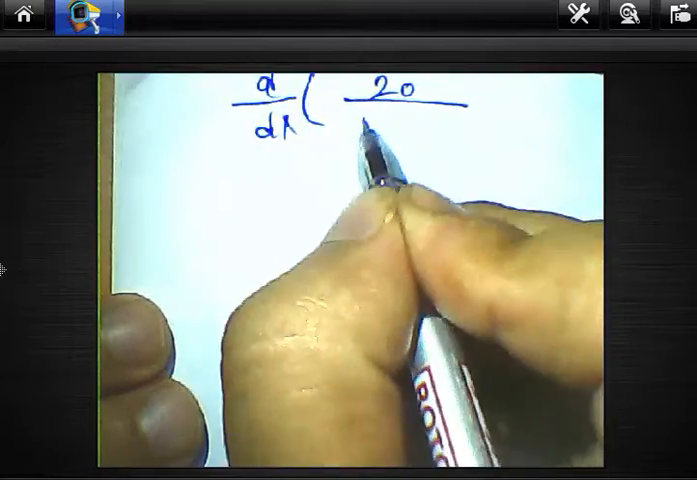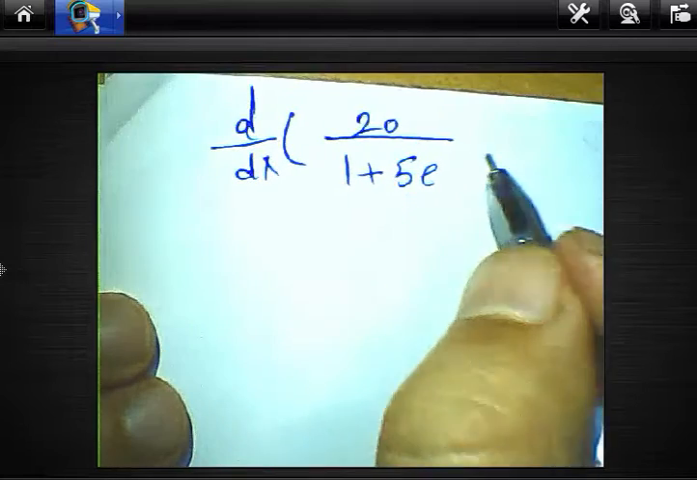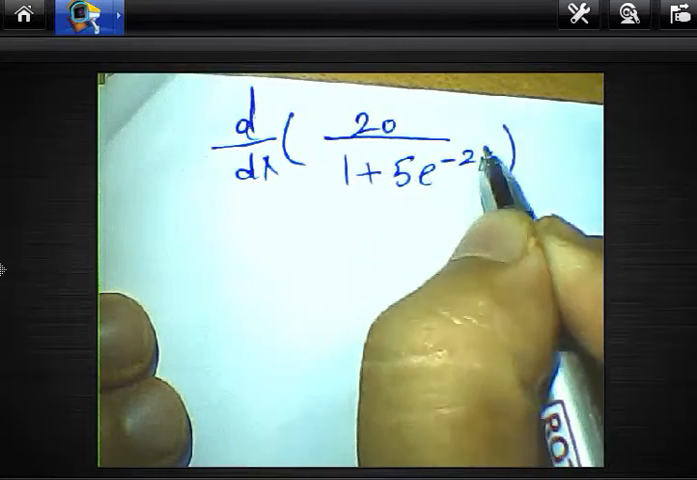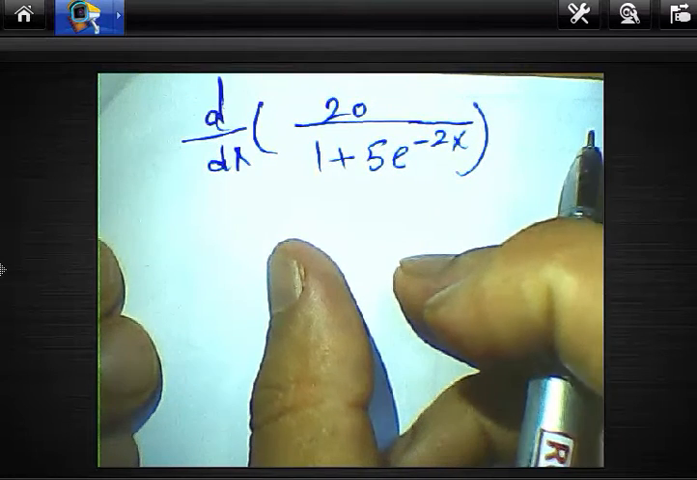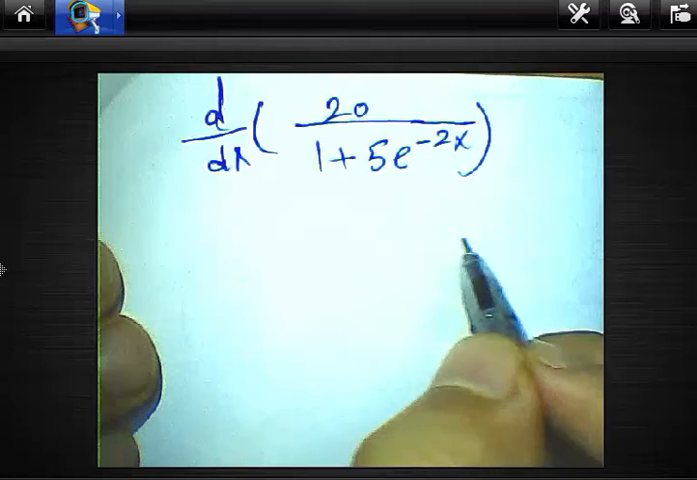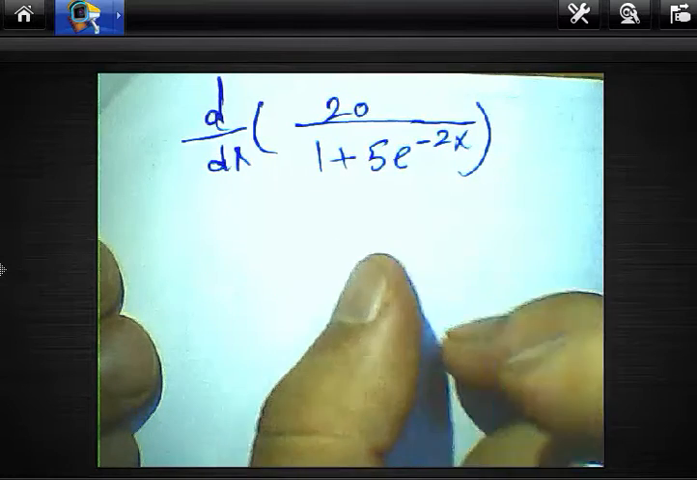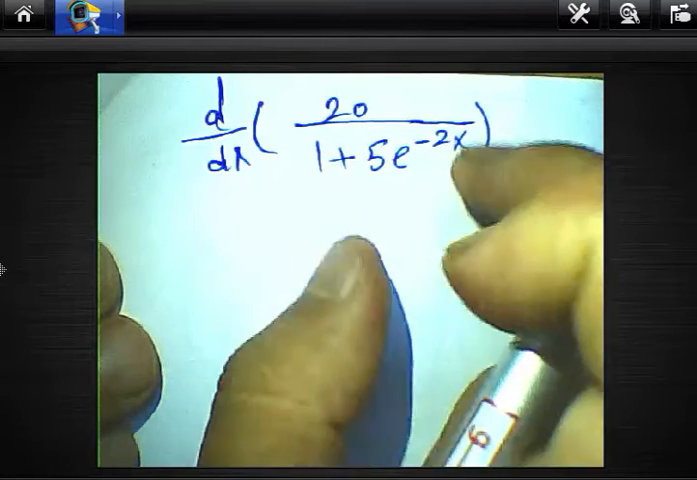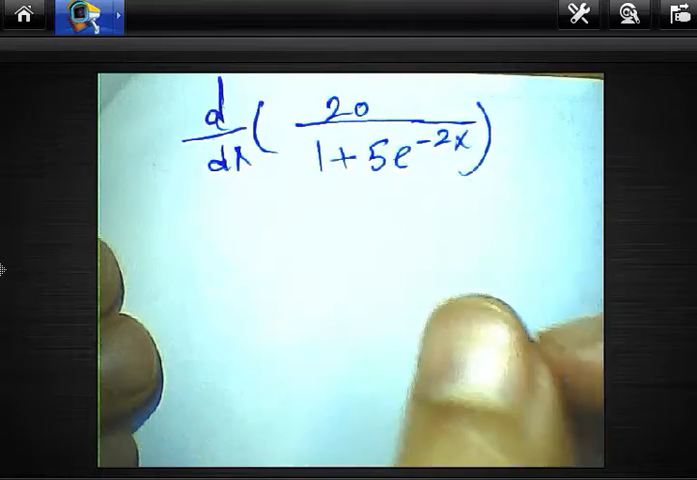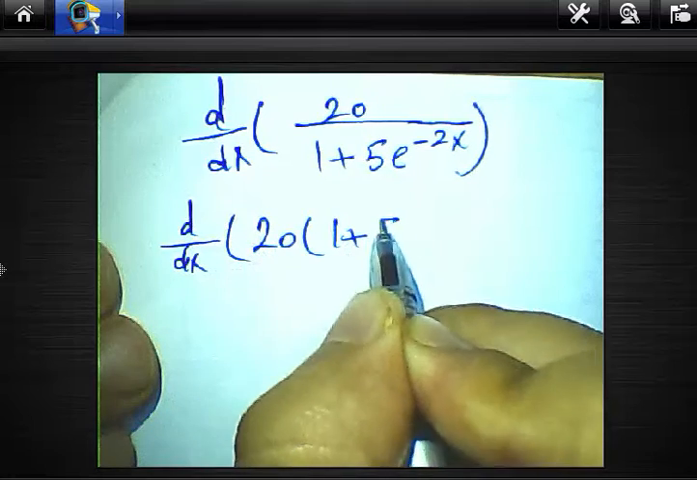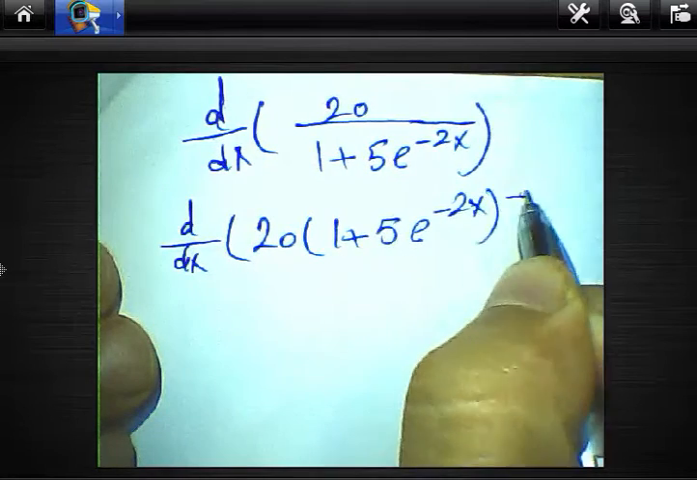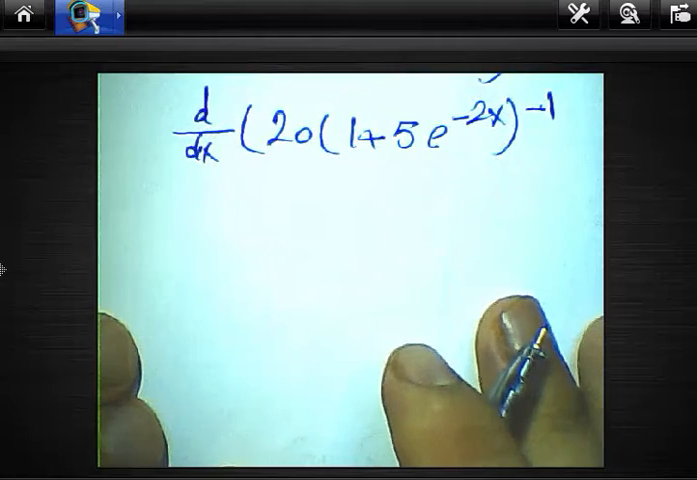Now we want to find the derivative of the function d of x, 20 over 1 plus 5e power negative 2x. We want to find the derivative of the function. This is a denominator, but it's not easy to differentiate like this, so we must write it up and inverse the power. So the result will be the derivative of 20 multiplied by 1 plus 5e power negative 2x, all power negative 1, and then we find the derivative of the function.